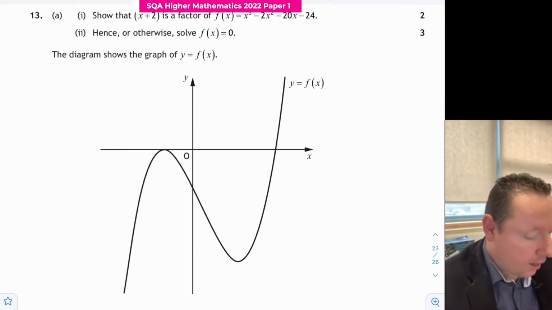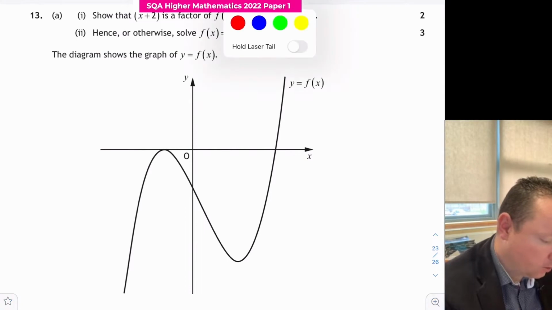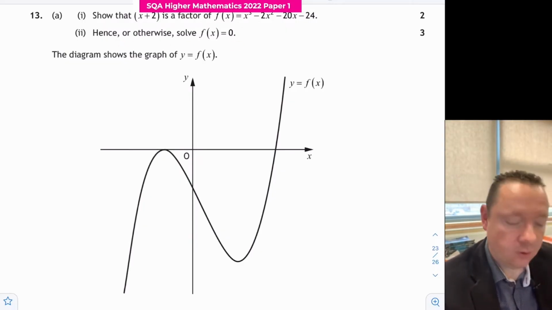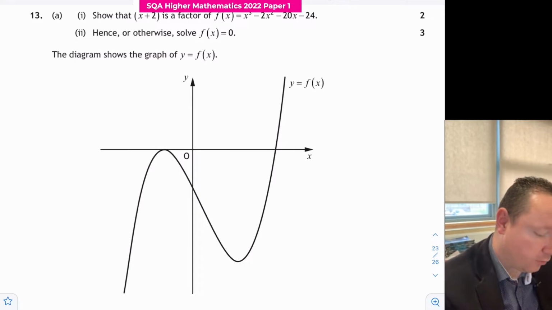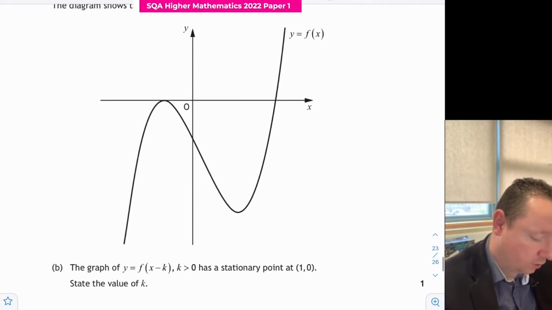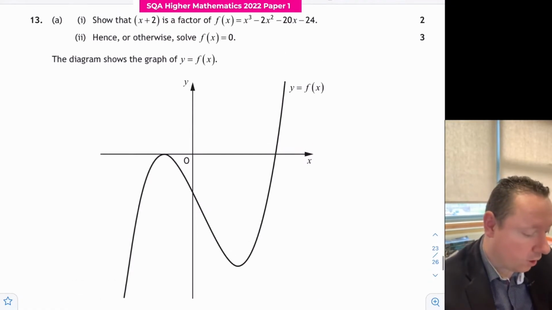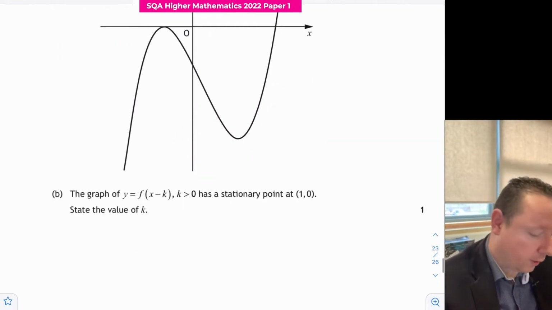SQA Higher Maths 2022, Paper 1, Question 13. Part A, show that x plus 2 is a factor of x cubed minus 2x squared minus 20x take away 24. Part 2, then solve f of x equals 0. And then it shows you a graph of f of x, and it tells you that f of x minus k, k greater than 0, has a stationary point at (1, 0). You can state the value of k. We'll get to that in a bit, but let's start dealing with showing a factor of a cubic.